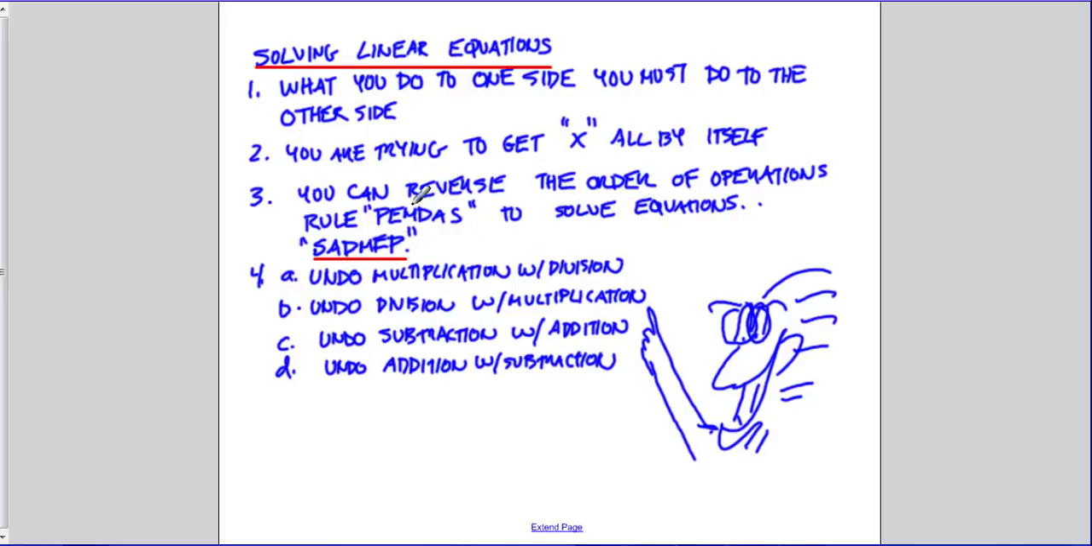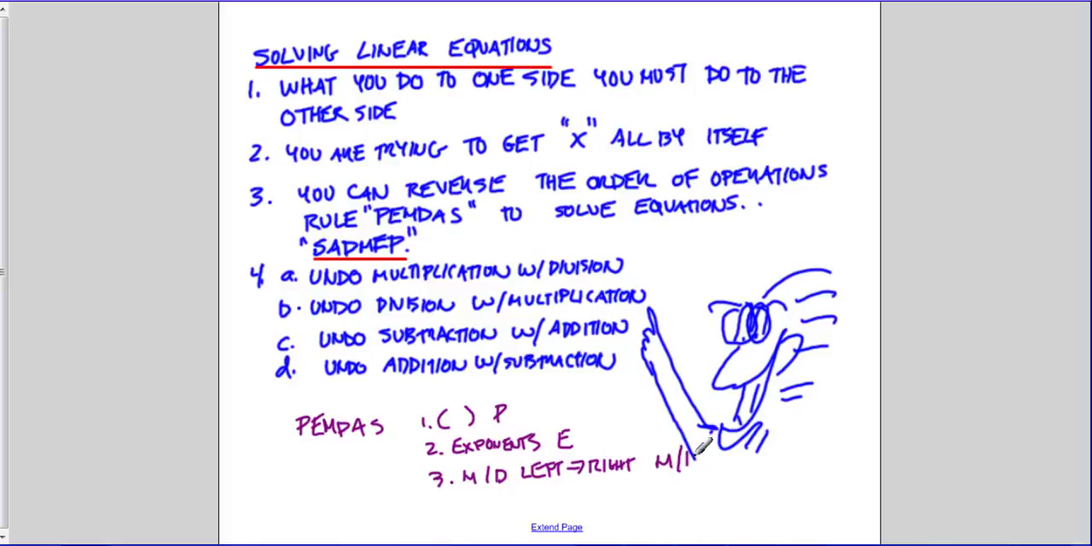So the order of operations is parentheses. So PEMDAS stands for parentheses first, that's P. Two, exponents, you do exponents next. Three, you do multiplication and division, that's the MD, from left to right. And four, last you do addition and subtraction from left to right.